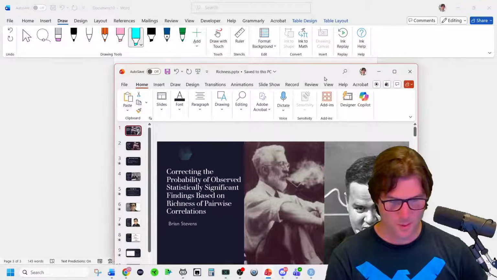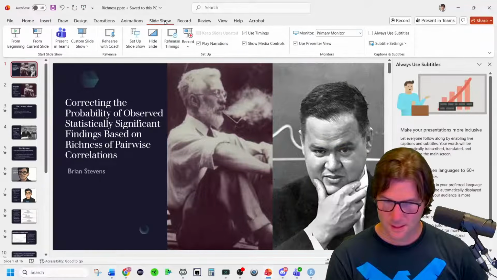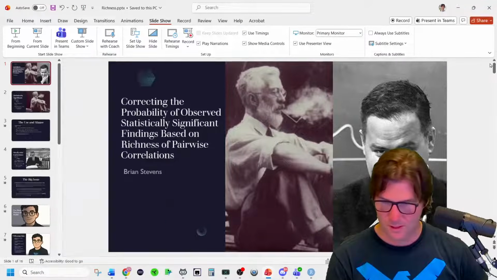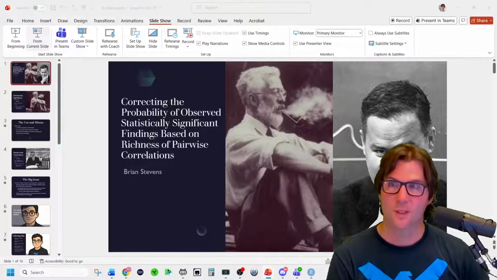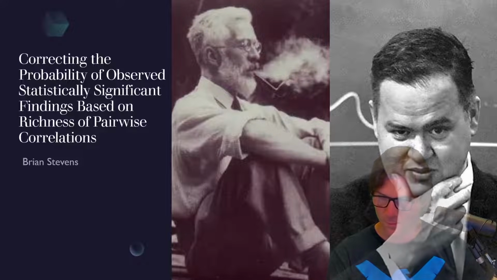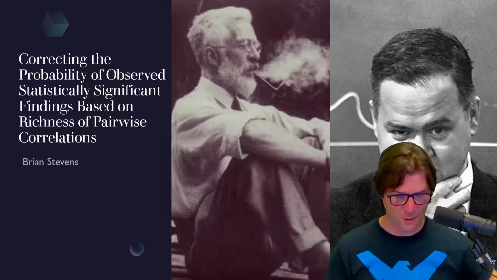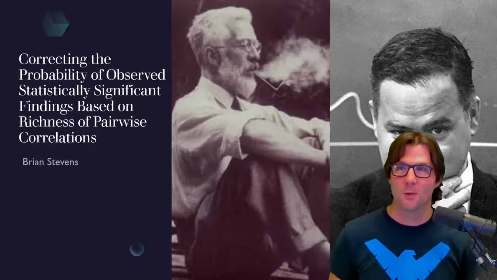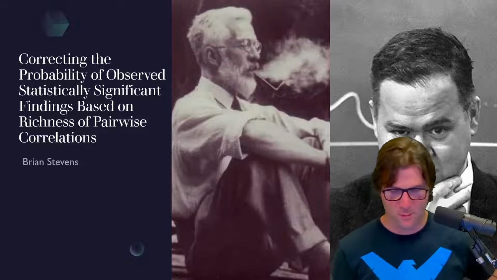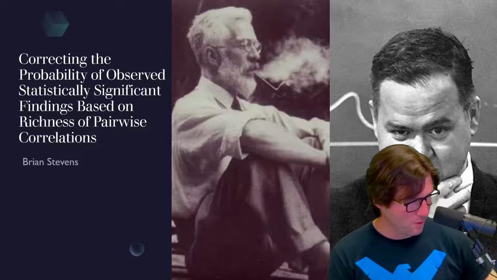So here's my presentation slideshow. We'll do it from the current slide. There we go. Correcting the probability of observed statistical system findings based on richness of pairwise correlations. This is on YouTube. I can't show it, or else someone will take my idea from John Tukey and, gosh, I can't remember the other guy's name. Pearson, right? Carl Pearson.